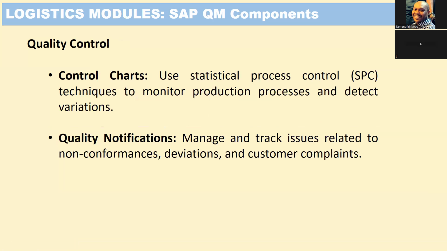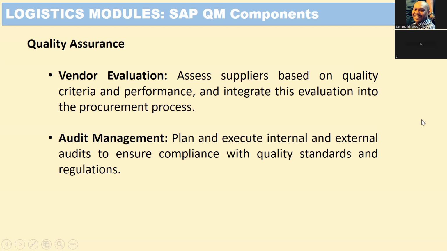One of the components of QM, quality management, is quality control, which shows the quality charts, which show the control charts. It uses a statistical process control technique to monitor production processes and detect variations where necessary. Then we have the quality notifications, where you manage and track issues related to non-conformances, deviations, and also customer complaints. We'll see one of these screens in our next section, when we're looking at the screens.